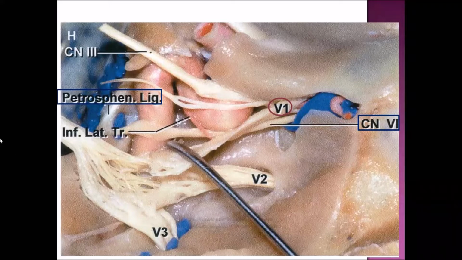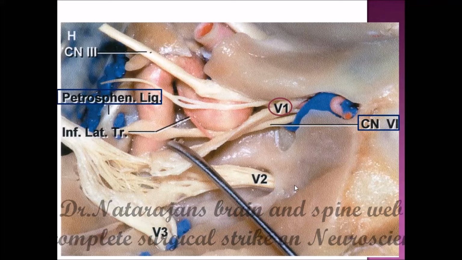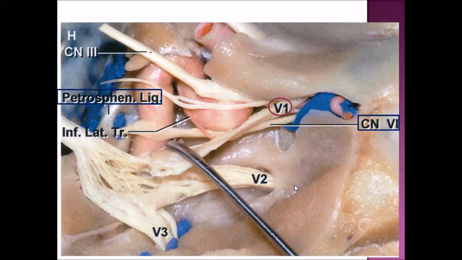So we have seen two ligaments. One is the petrosphenoid ligament, the other is the petrolingual ligament, which covers the exit of the petrous carotid at the level of the carotid canal.